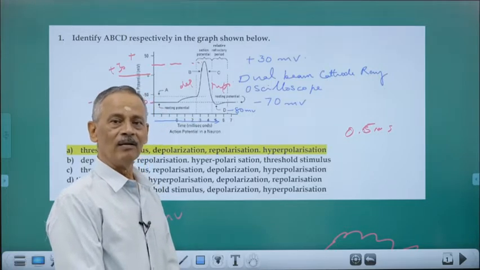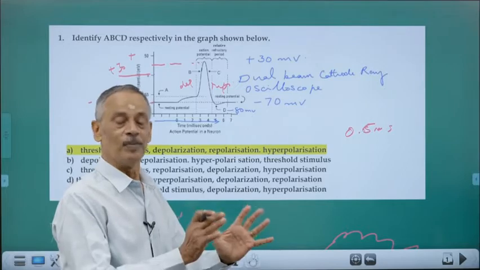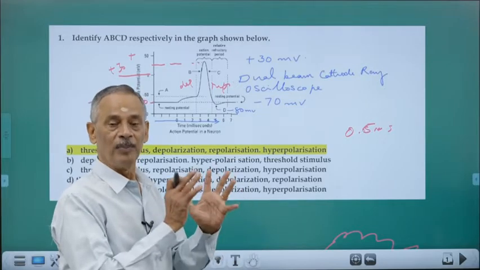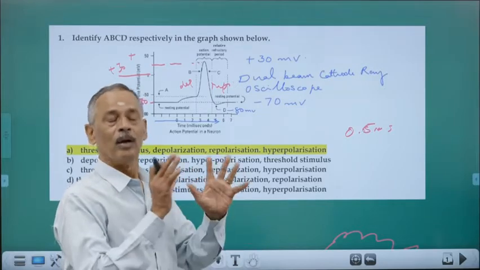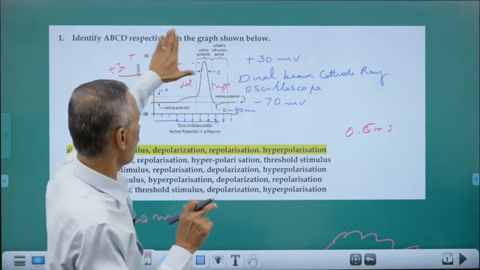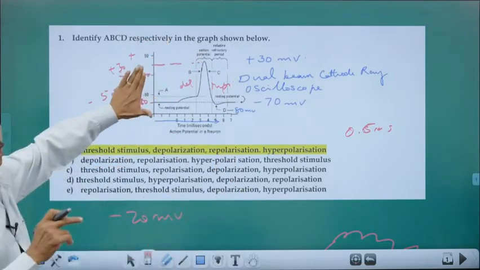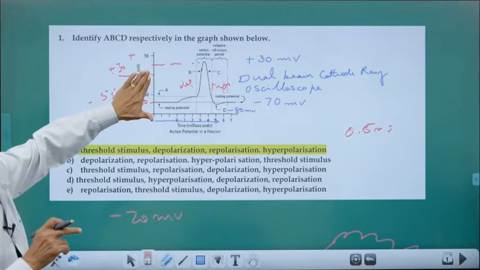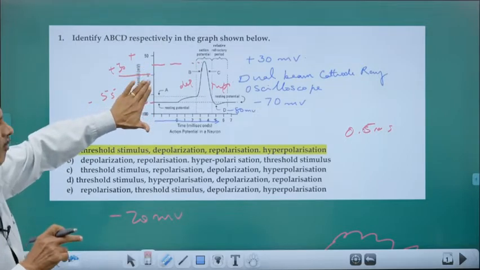These are all measurable using a dual beam oscilloscope. Okay. This is the graphical representation of all the activities that are going on in an axon. Okay. This is not in our books.